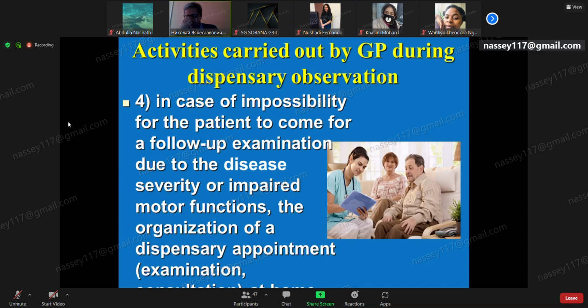Sometimes patients can't come for a follow-up examination to the polyclinic or to the GP office. In case of impossibility for the patients to come for the follow-up examination due to the increased severity of impaired motor function, the organization of a dispensary appointment.